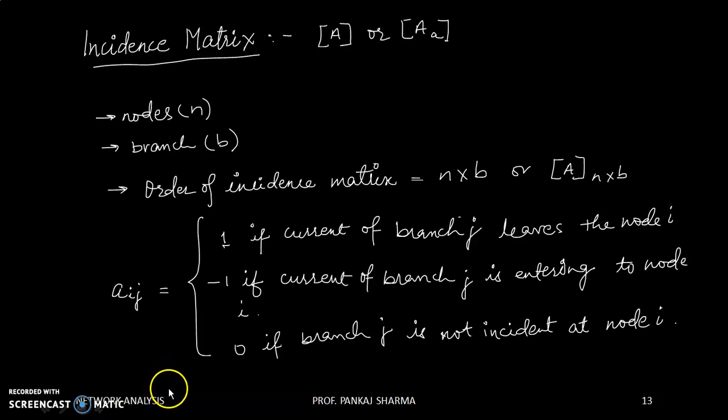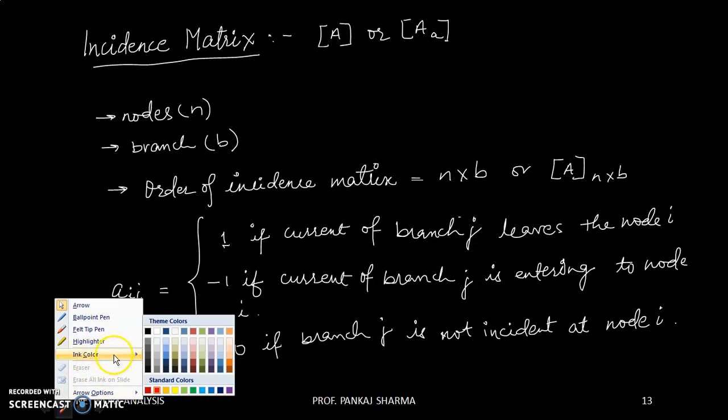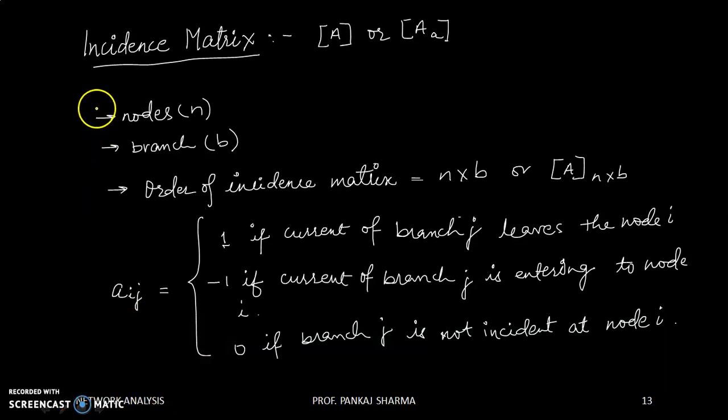First of all, let's have the incidence matrix. The incidence matrix is denoted by A. Let's suppose a graph has N nodes and B branches, then the order of the incidence matrix is N cross B.